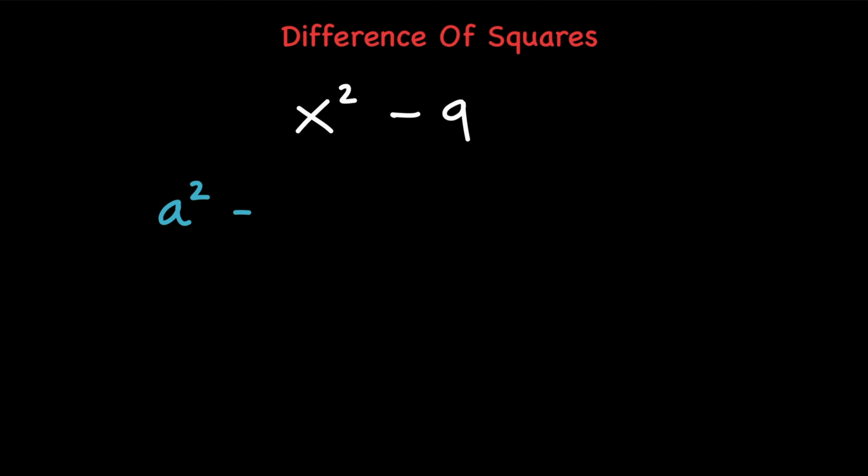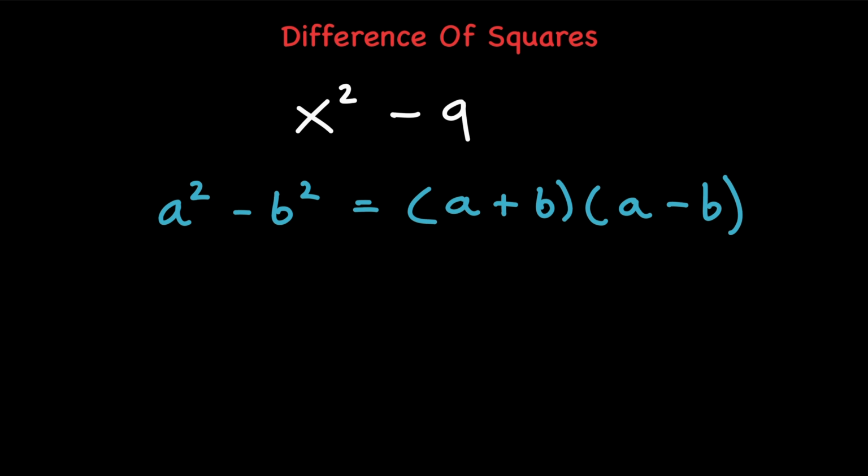a squared minus b squared equals a plus b multiplied by a minus b. And the conditions that you need to use this identity is that both terms in the expression need to be perfect squares. So in this case, x squared is a perfect square and 9 is a perfect square. And then the second condition is that there must be a minus sign in between the two terms.